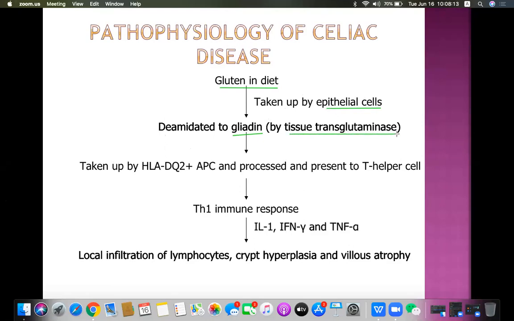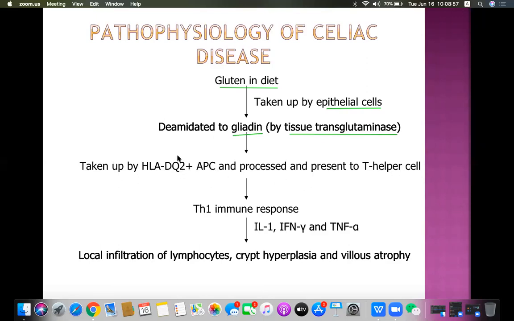This is a very important name here because autoantibodies are produced against this particular enzyme, and we can use that autoantibody for the diagnosis of celiac disease. See, the name of the enzyme is tissue transglutaminase. So gliadin is formed. Now this gliadin is taken up by HLA-DQ2 with the help of APC, which means antigen presenting cells. These HLA genes are already present in the patient. If you go back to your immunology, you will understand it very easily. This antigen presenting cell, with the help of the MHC2 molecule, will present this antigen to the helper T cell.